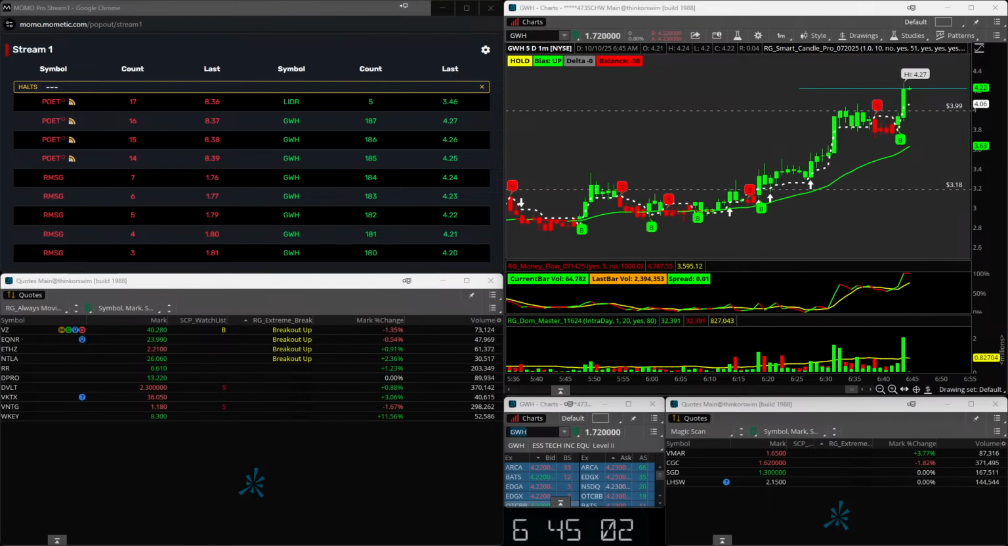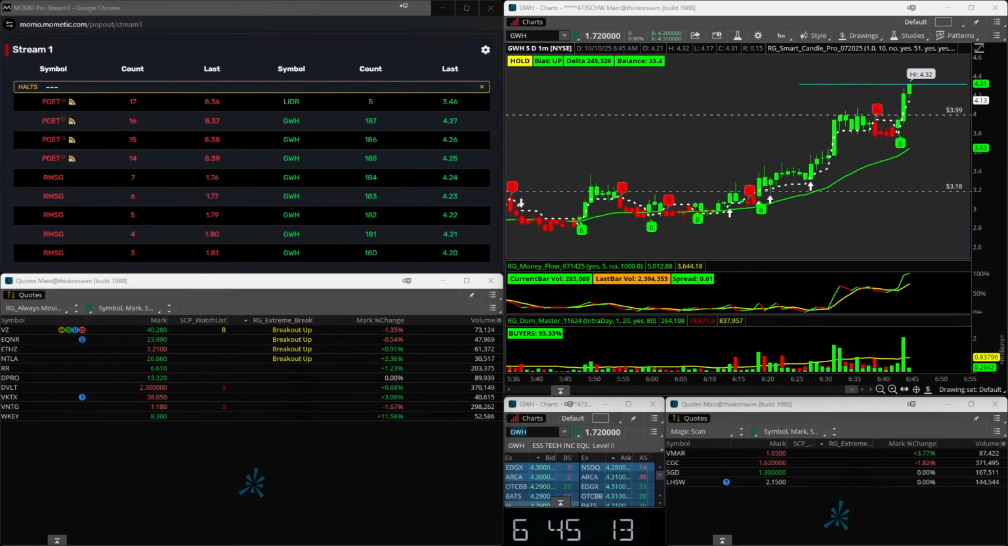Get another green dominator bar here. It may push, but I'm seeing a red one coming up from the bottom. There it is. GWH. The buyers may get interested.